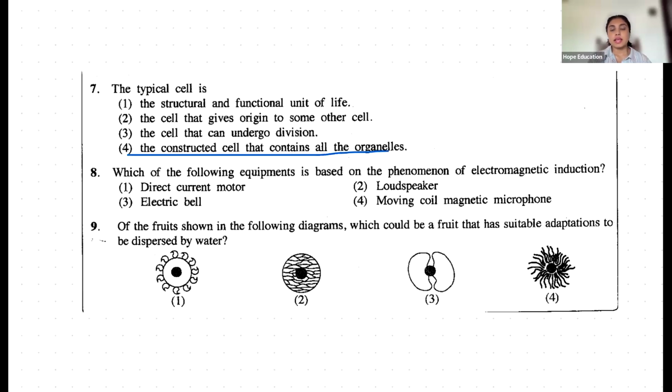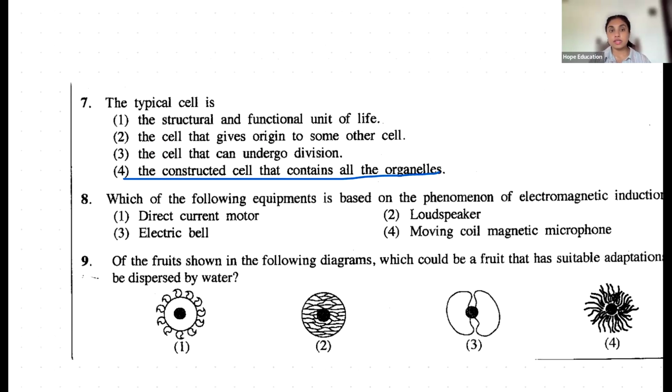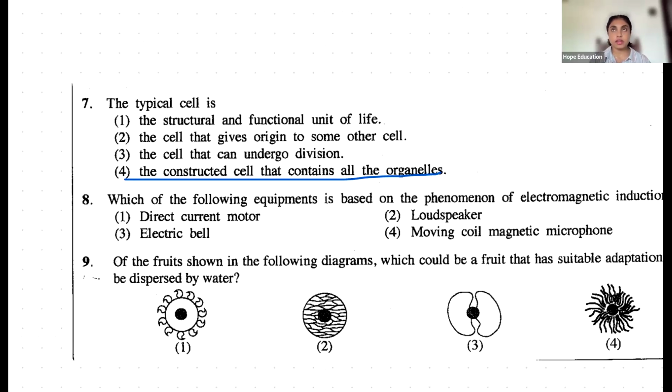Now, a cell, now we know according to the cell theory. We know the cell theory, right? Cell theory was put forward by Schleiden, Schwann, and Rudolf Virchow, right? So, what did those three people say? That the structural and functional unit of life is a cell. Structural and functional unit of life is cell.